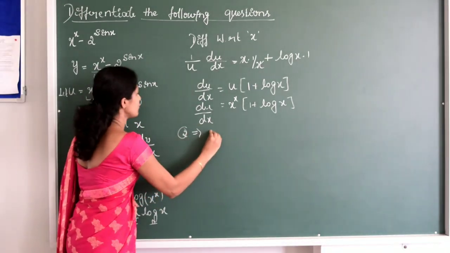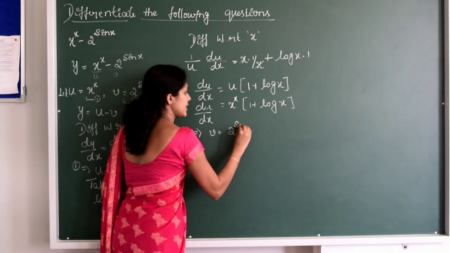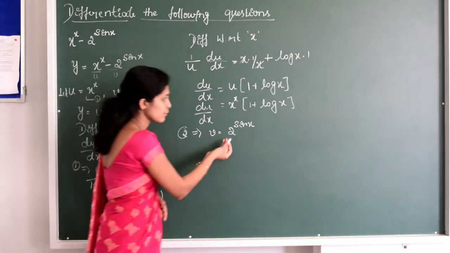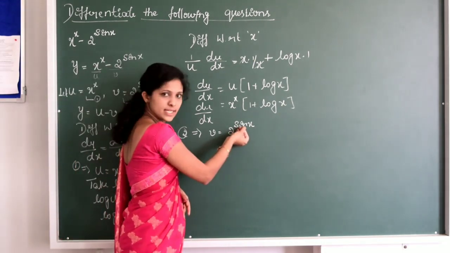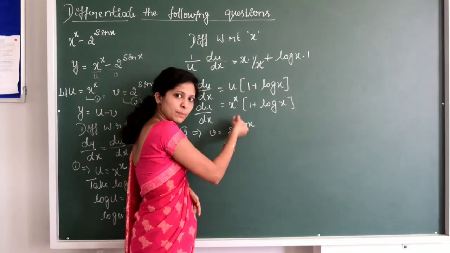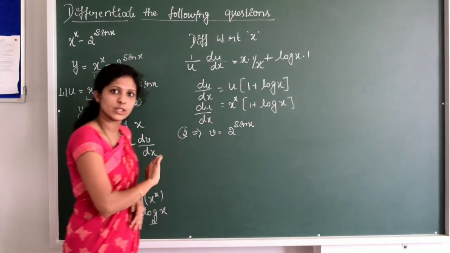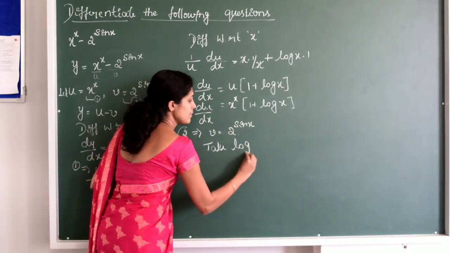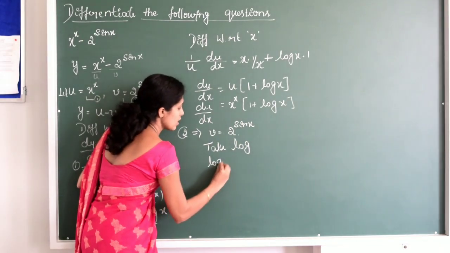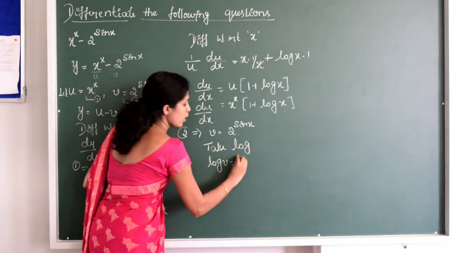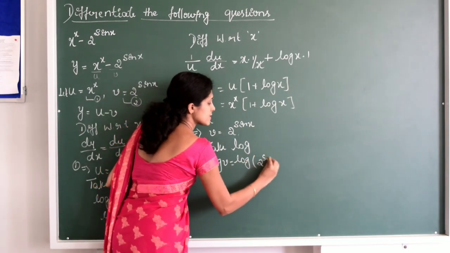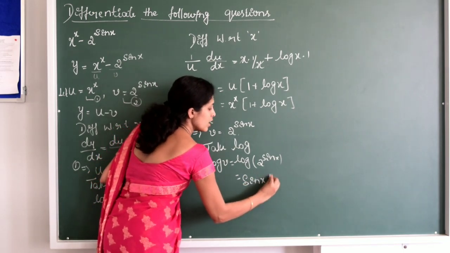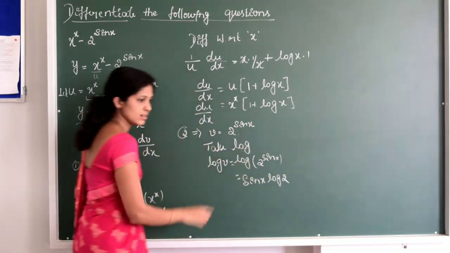Second, v is equal to 2 to the power sin x. See, here you can go either by taking the logarithm or, since it is of the form a to the power x, a constant to the power variable, you can go with that method also. Anyway, you will get the same answer. We'll check both. Now here I use the log. Take log on both sides. So log v is equal to log of 2 to the power sin x. So this is equal to sin x into log 2. Is it clear?